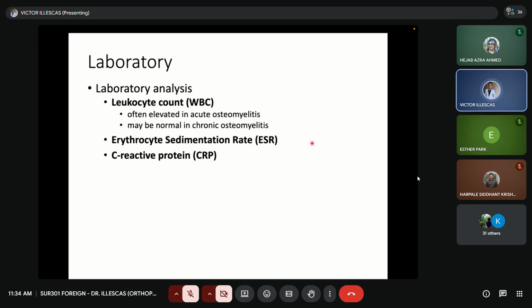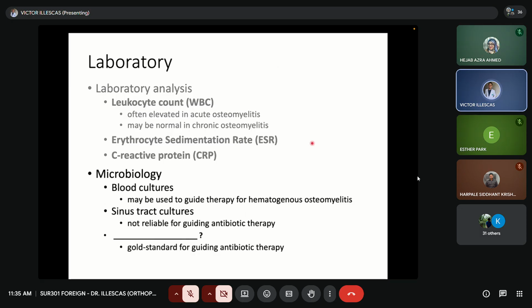WBC will be elevated. ESR and CRP will be elevated as well because these are inflammatory markers. Blood cultures may be taken to check for possible hematogenous osteomyelitis. But the gold standard, and I want you to remember this, will be to culture the bone to check which bacteria is affecting that bone, and it will guide your antibiotic therapy. Okay?